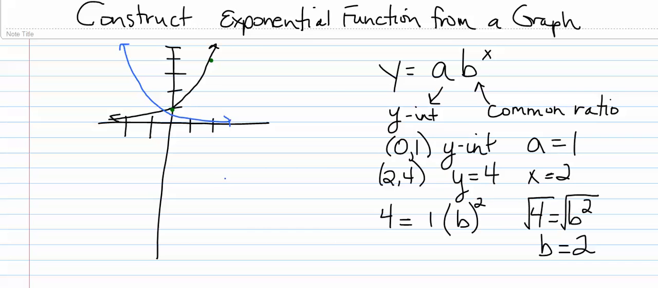So now that I've got my two values, my a and my b, I can finish building my equation for my rule. y equals a, which is 1, times b, which is 2, to the x power, or just 2 to the x power. I don't have to have that 1 out in front if I don't want to.